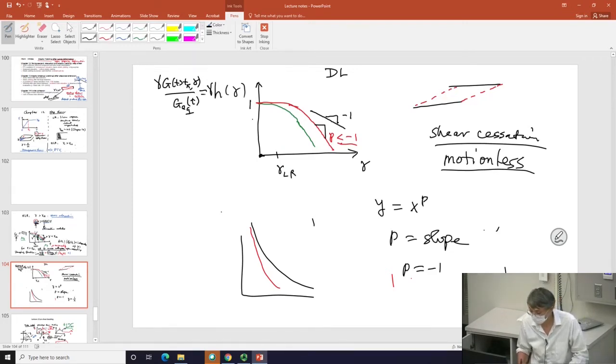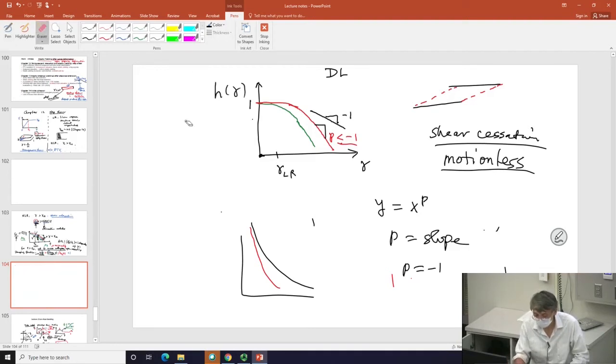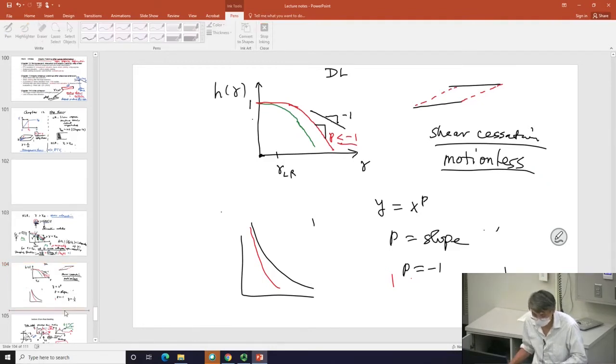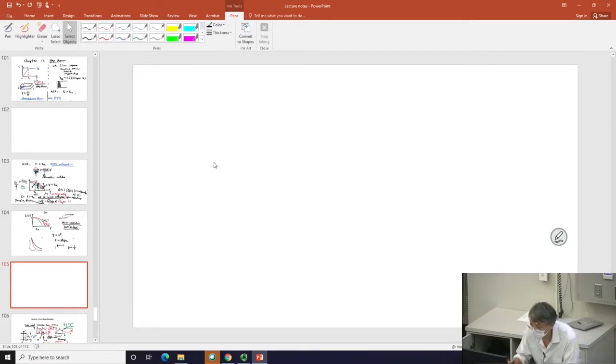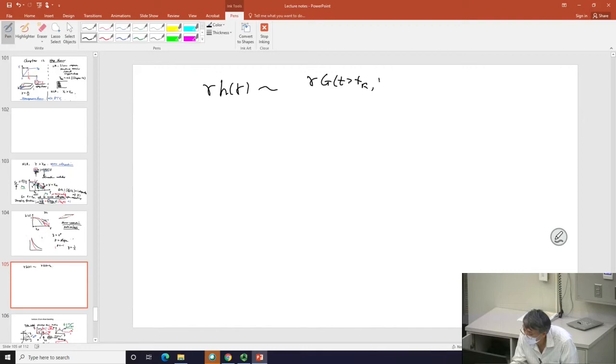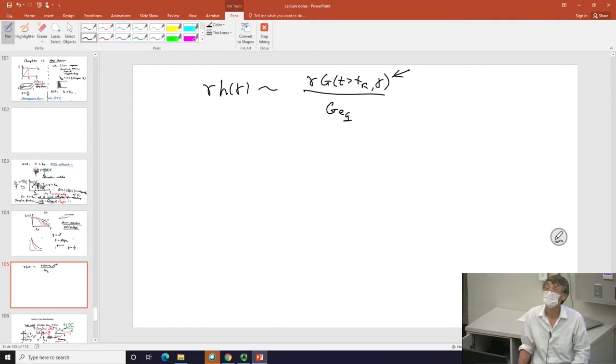What if I do that? What if I plot, what if I examine h multiplied by gamma? Why do I want to do that? I just indicate to you that it just means g. What is on the top? Gamma times g is what?